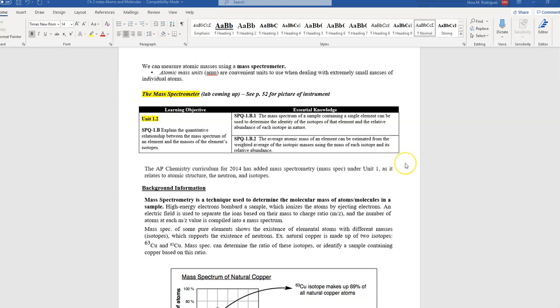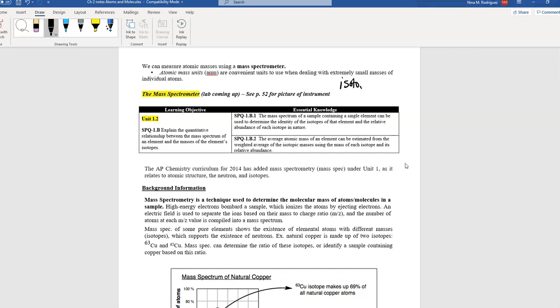So you need to remember about isotopes. In an isotope, what is the same? You have the same element, the same number of protons, and the same number of electrons. So what is different? It's the neutrons. And if the neutrons are different, that means the mass is different.